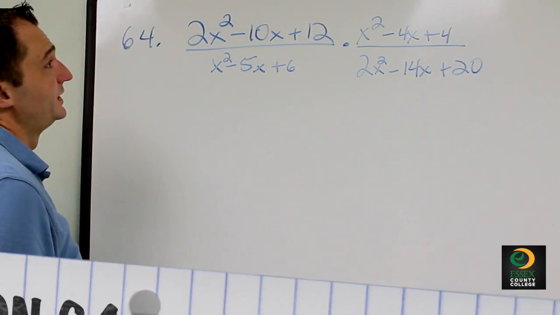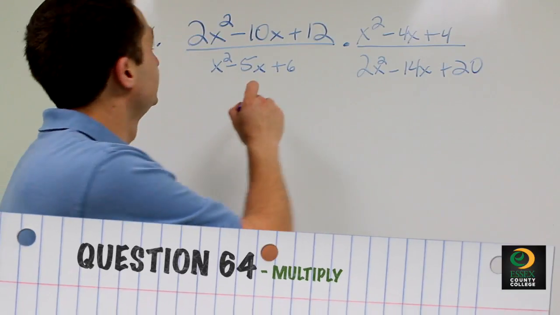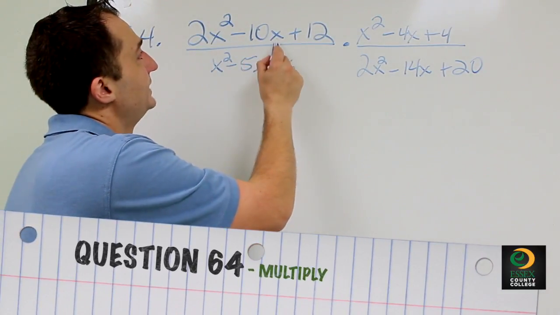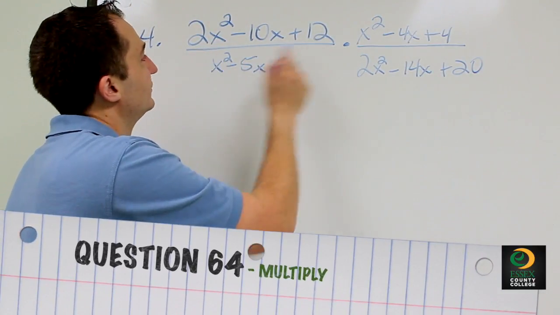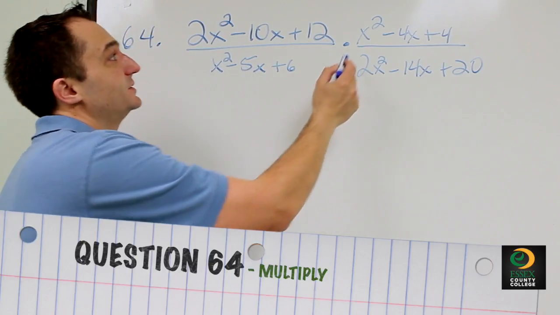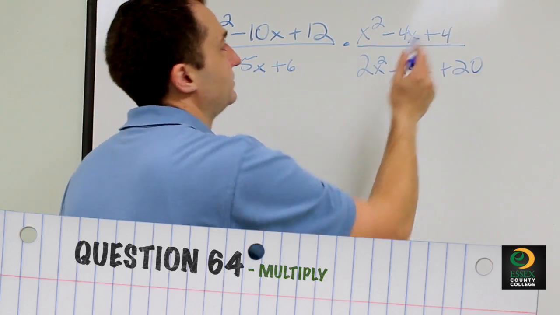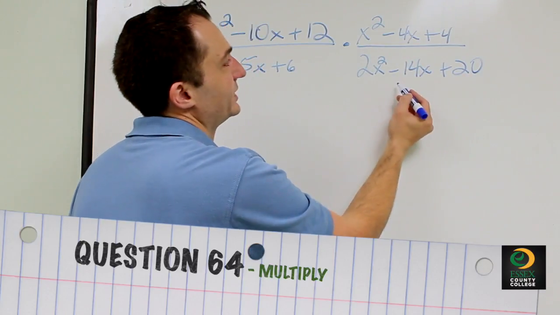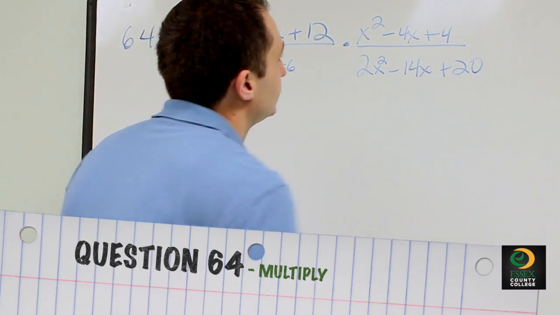Problem 64 asks us to simplify the following expression: (2x squared minus 10x plus 12) over (x squared minus 5x plus 6), times (x squared minus 4x plus 4) over (2x squared minus 14x plus 20).